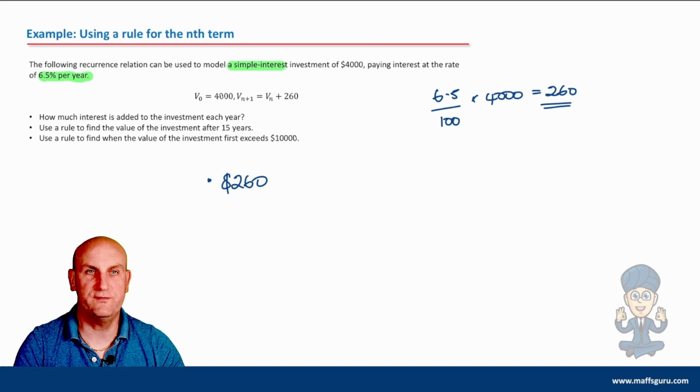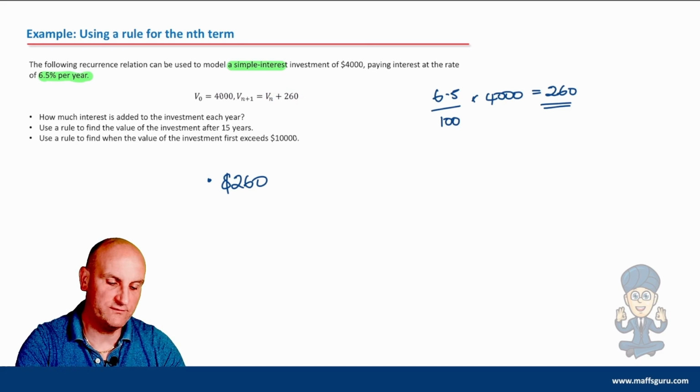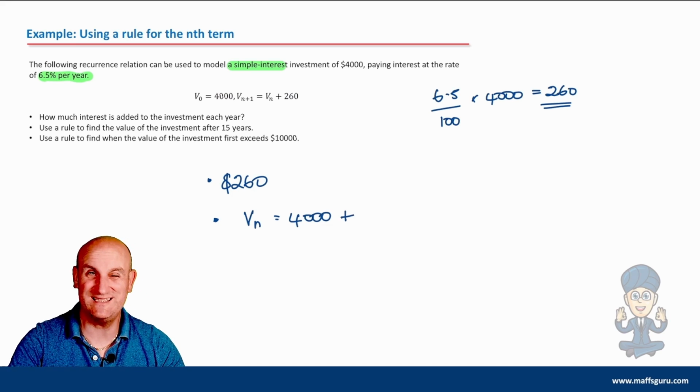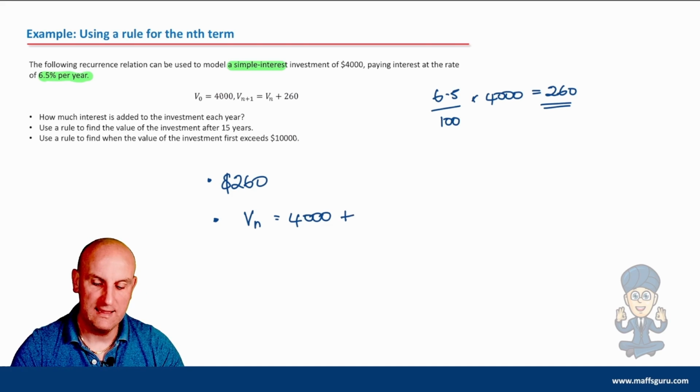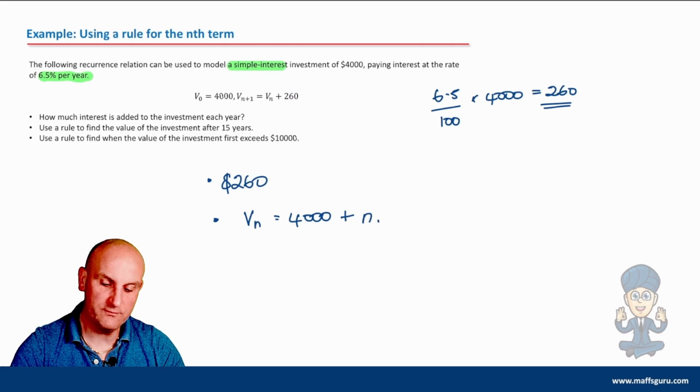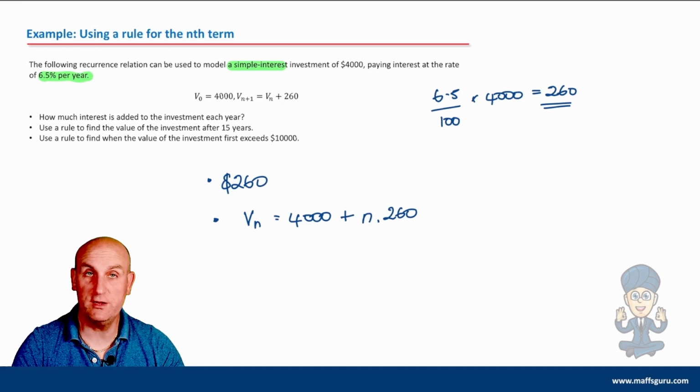Use a rule to find the value of the investment after 15 years. All right, so first things first, we've got to come up with a rule. This here is a recurrence relationship. It's not a rule, it's a recurrence relationship. So we know that my rule is V of n is equal to, it starts with V0, 4,000. It's plus, because it's interest. Interest always gets added on. N times whatever my common difference is, and in this situation, it's 260. Right, so there is my rule.